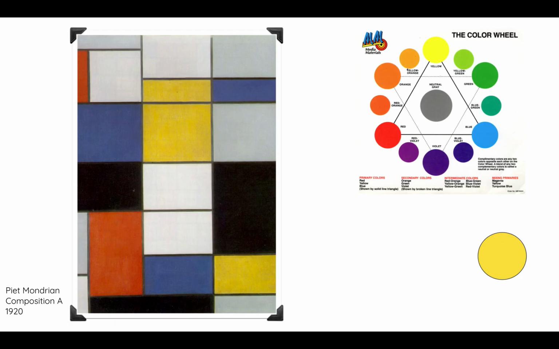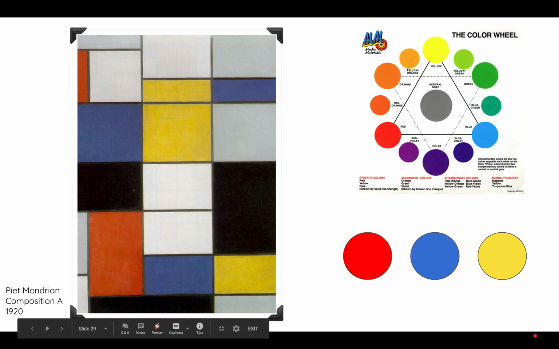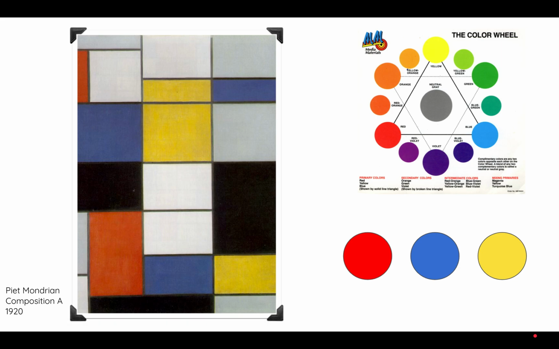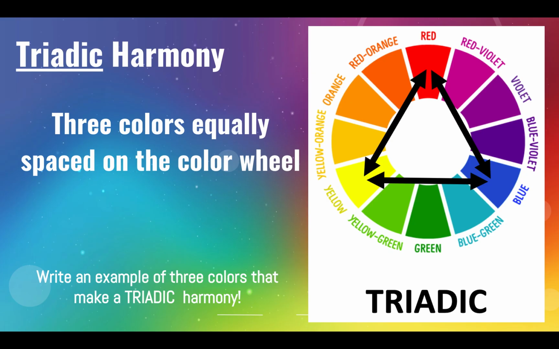All right, so in this example, I'm seeing red, blue, and yellow. Red, blue, and yellow. What color harmony best describes those three colors as the main colors we're seeing? All right, good job. Triadic color harmony. So 3 colors equally spaced on the color wheel. You got it.